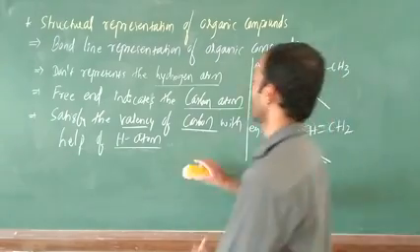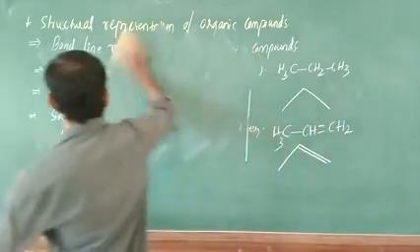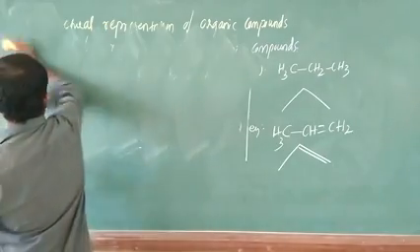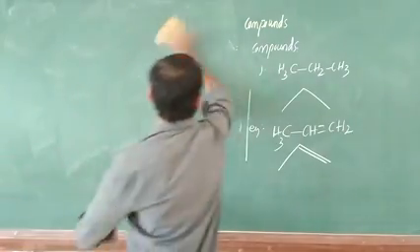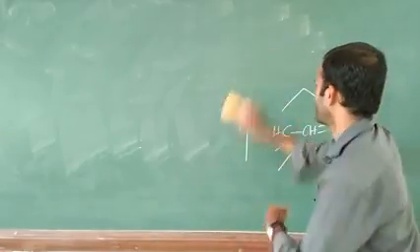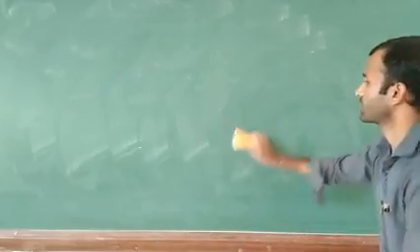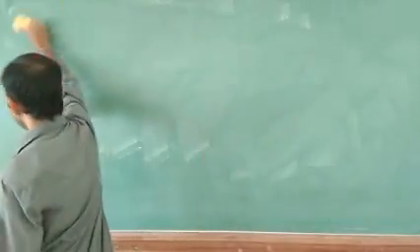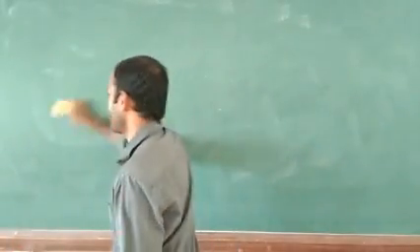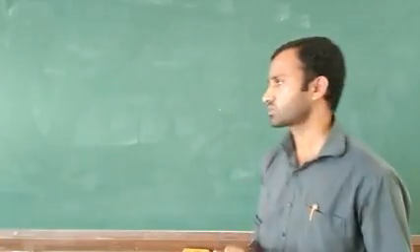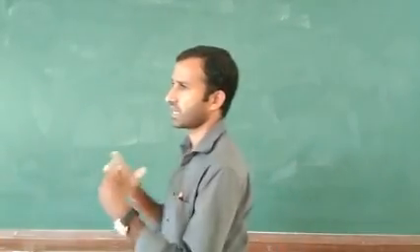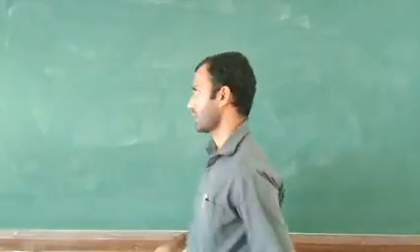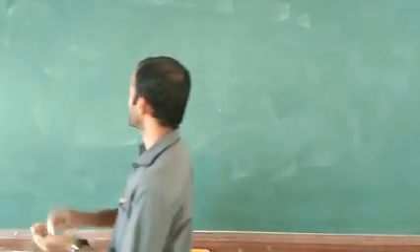Next example for bond line representation. These 3 points are most important. Don't represent the carbon and hydrogen. Next, the free end indicates what? CH3 means the free end indicates carbon. That carbon is satisfied with the help of hydrogen. Okay. Next examples.